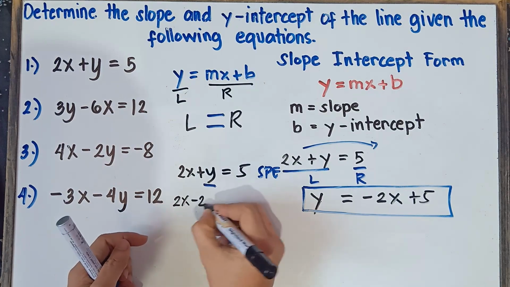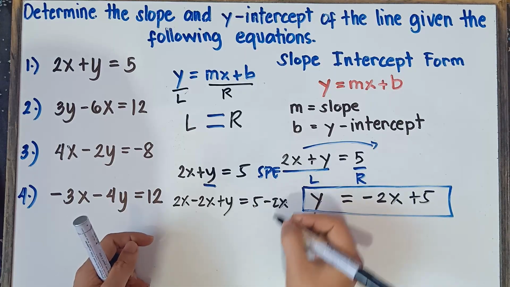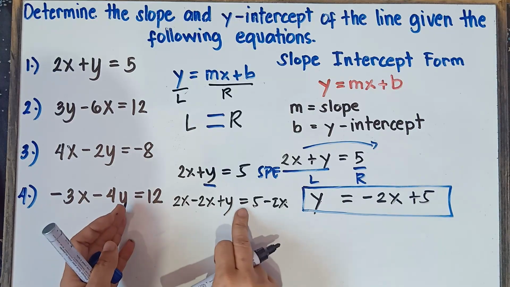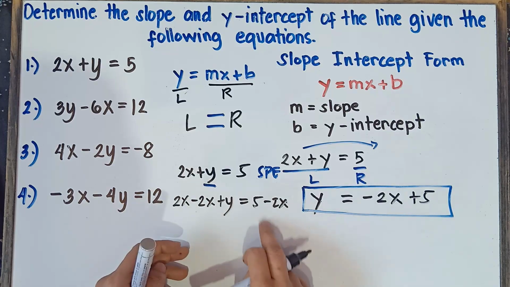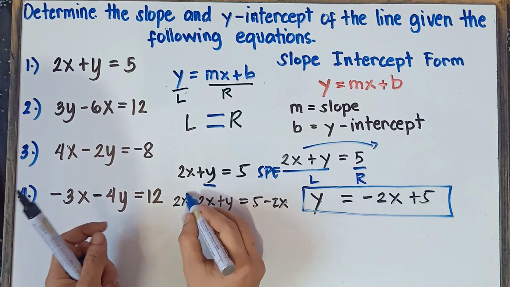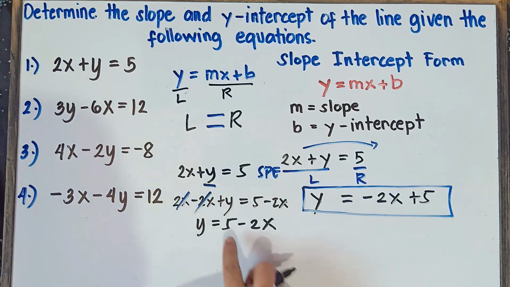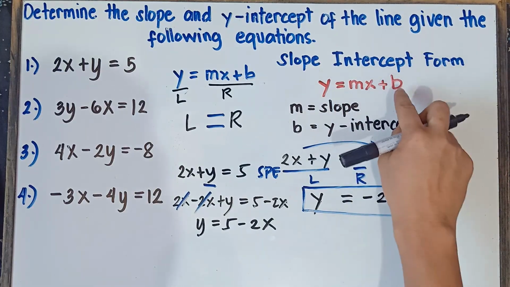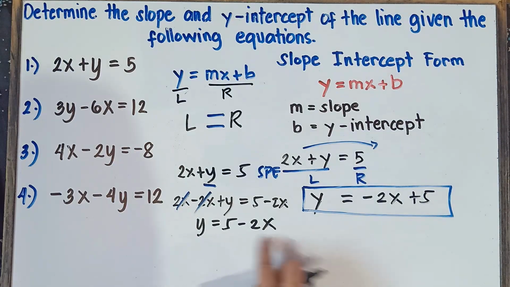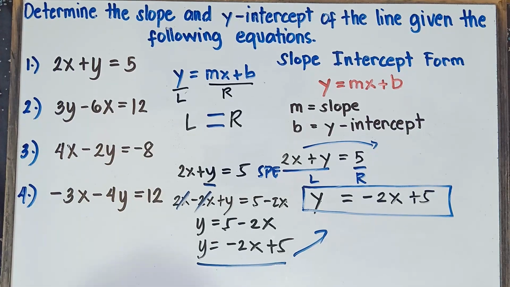So you can do this: 2x minus 2x, copy positive y, equals 5 minus 2x. Once you subtract 2x on the left side of the equal sign, you also do that on the right side to keep the equation balanced. This is what we call the subtraction property of equality. Simply cancel this out, and there would be y equals 5 minus 2x. Now, you need to arrange this, class, because in the slope-intercept form, x comes first before the y-intercept. So this will be y equals negative 2x, and then copy positive 5. You will have the same answer, class.